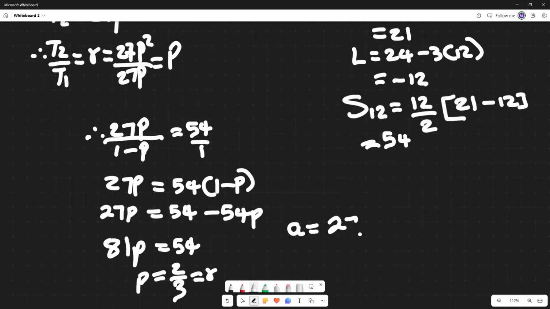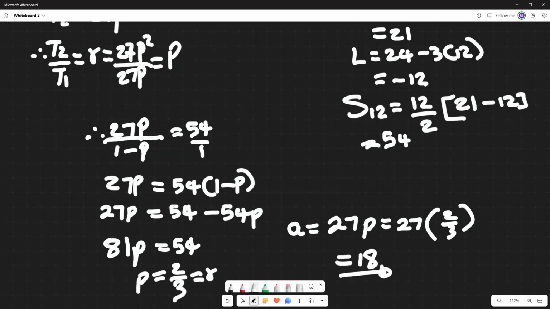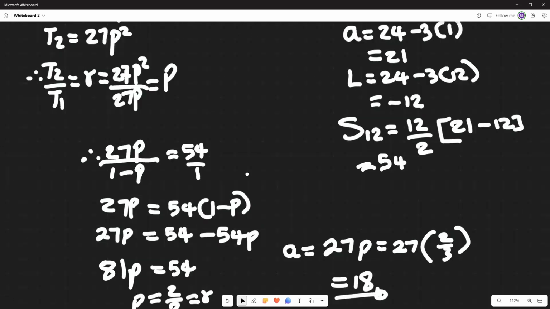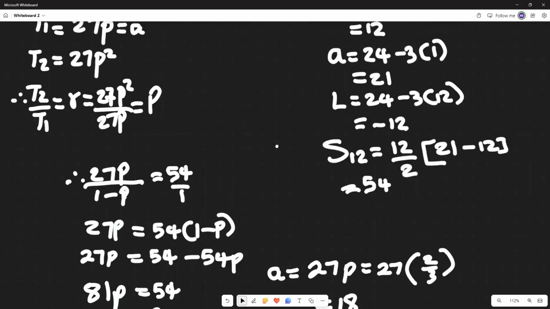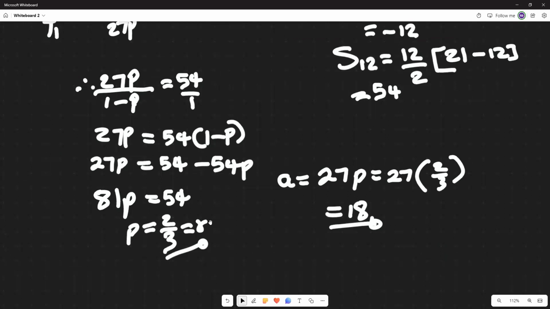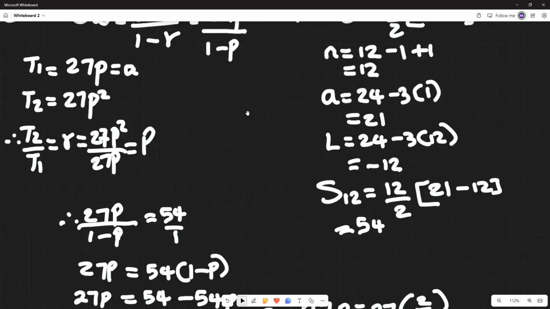Then now we can get what the a is. Remember the a was 27p, which is 27 times 2/3. So our a is 18, ladies and gentlemen. So you have your a, you have your r. So now we can see what they wanted us to solve there. I didn't even read that part. Let's go check. Oh, they just wanted p. Okay, we have our p there. And that's finito with this question, ladies and gents.